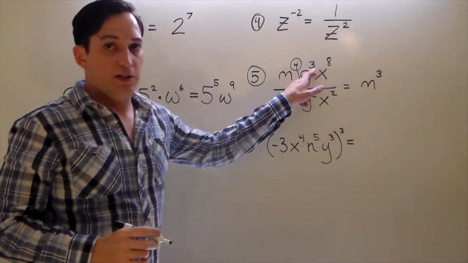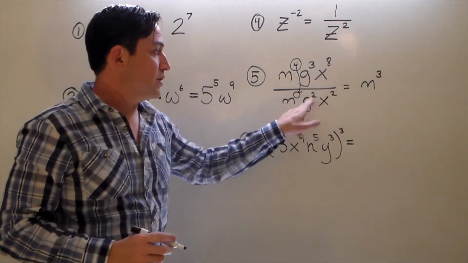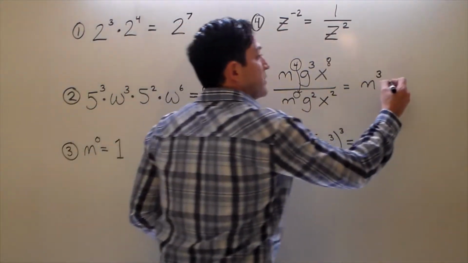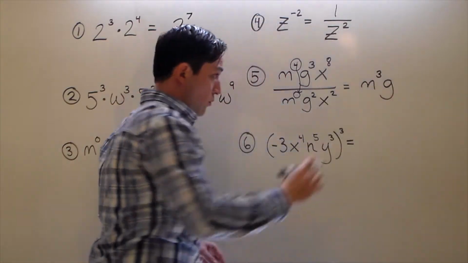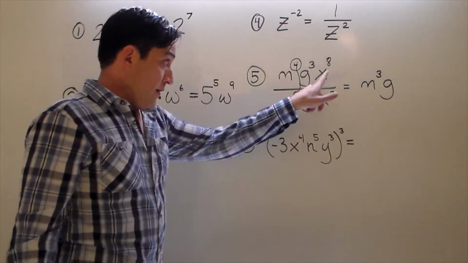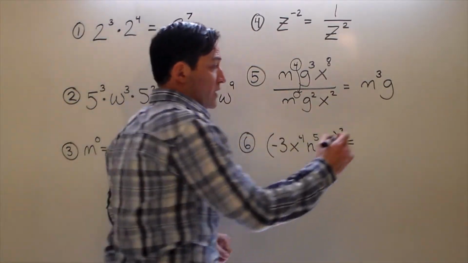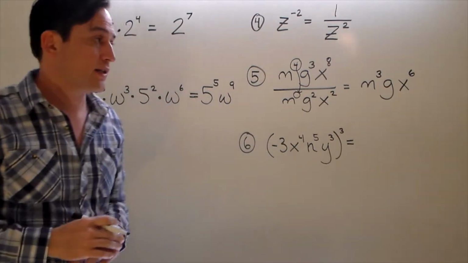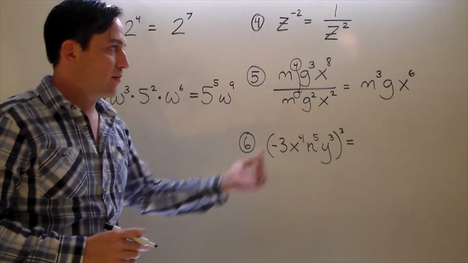Right here I'd have g. I have 2g, so I have 2 bases that I can divide. So I'd have 3 minus 2. So it's just g. That 1, again, is just understood to be there. Then I'd have 8 minus 2, so we just simply have x to the 6th. And that would simplify that problem.